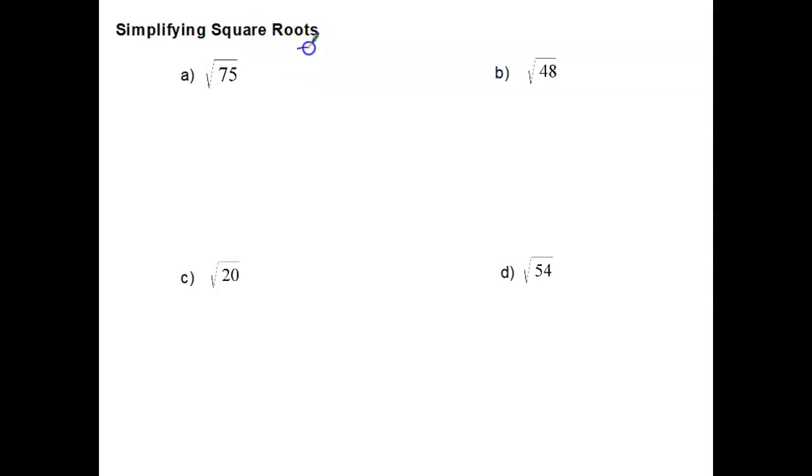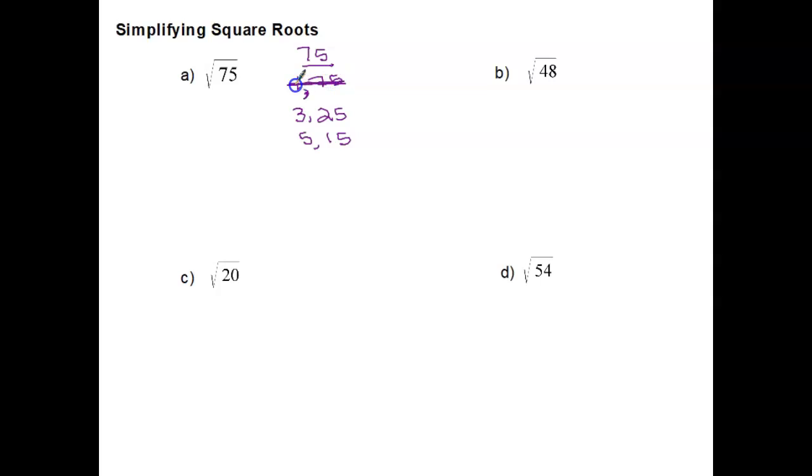What I like to do is list out the factors of the number underneath the radical sign here. So we have 1 and 75, 2 does not go into 75, we have 3 and 25, we have 5 and 15, and I believe that's it. I'm going to start with the biggest number and check to see if it's a perfect square. If I take the square root of 75, I would get a decimal. So we're not going to use this factor.